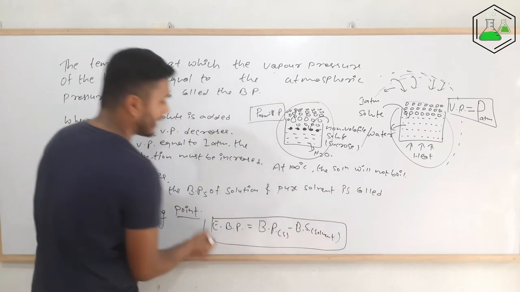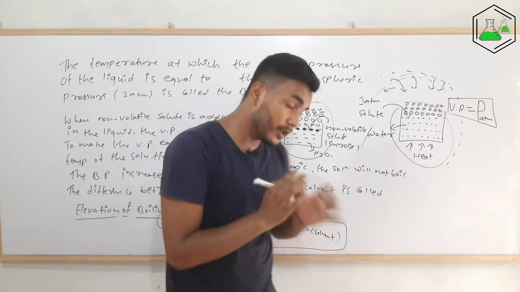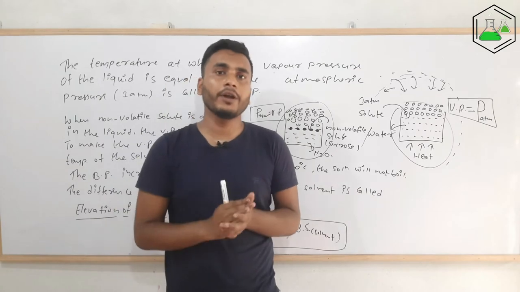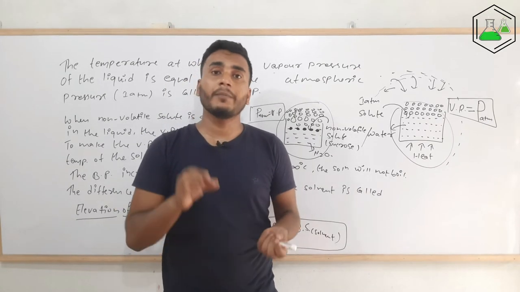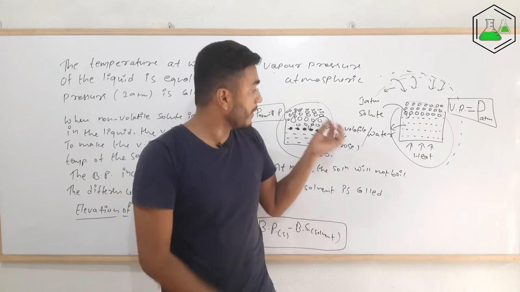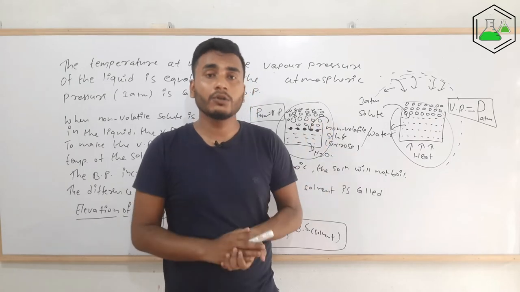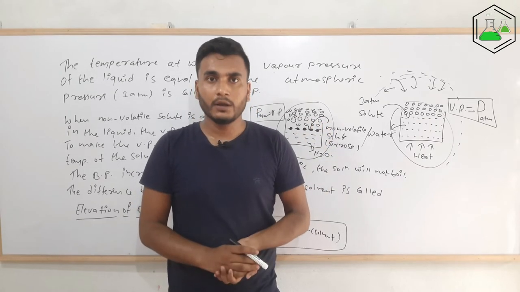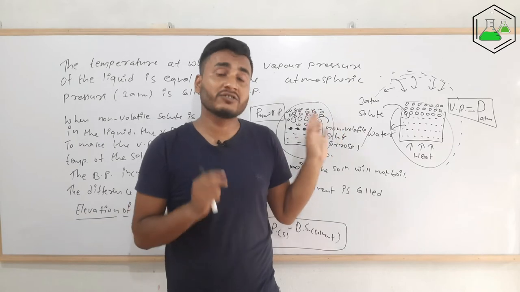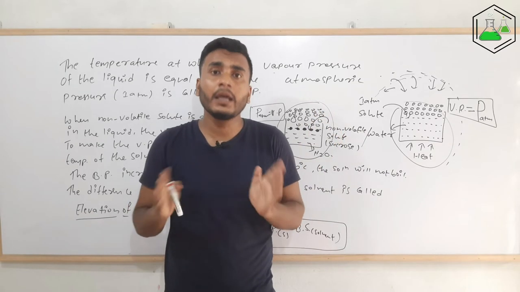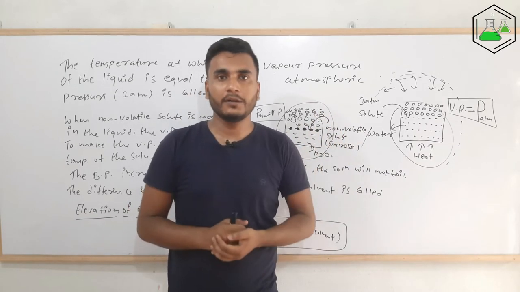Elevation of boiling point is actually the difference between the boiling point of the solution and the boiling point of the pure solvent. Whatever temperature must be increased to make it boil, that is actually equal to the elevation of boiling point. We understood this theoretically. Let's try to understand this more properly by the graphical method.